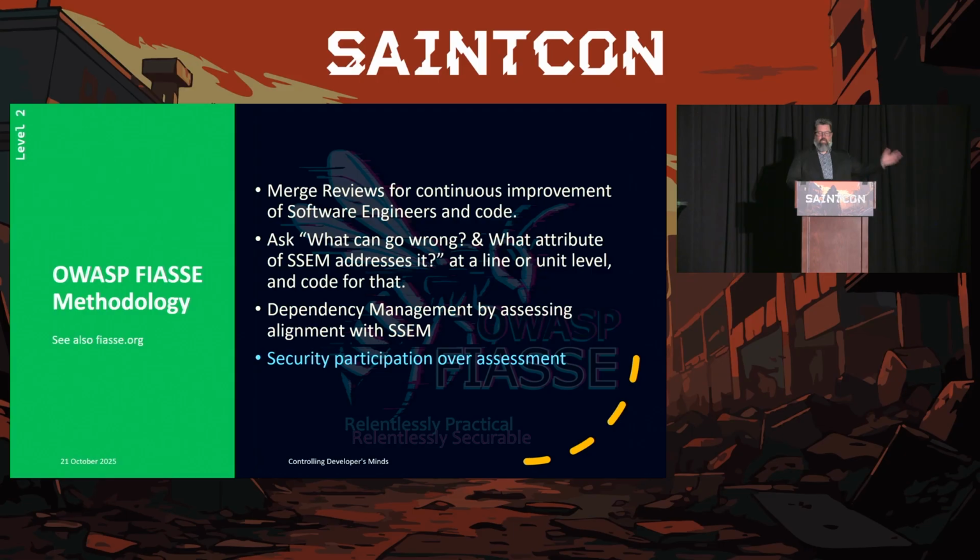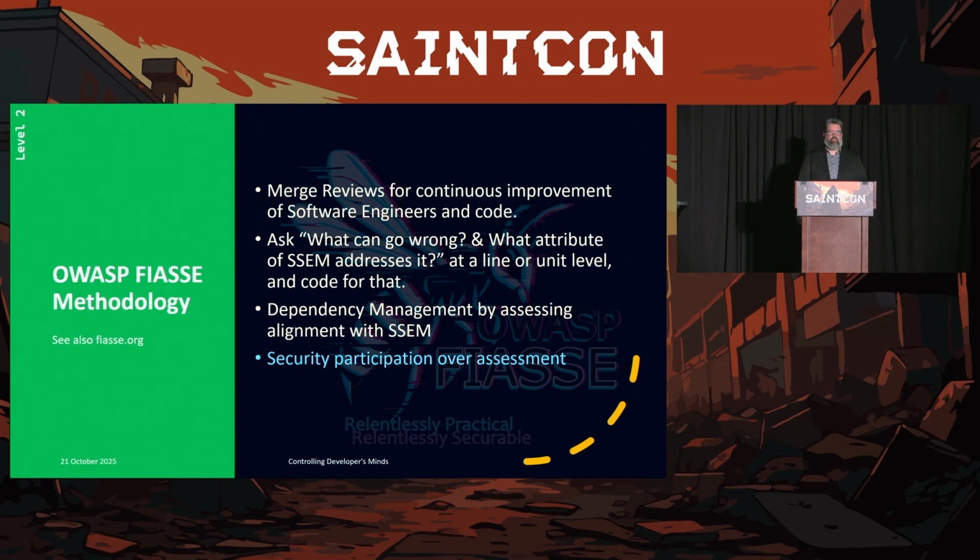So to go back to OWASP phase, software engineering can be helped in several different ways if we encourage engineering to do things like merge reviews, because merge reviews help to improve software engineers as well as code. I think it's underused in security, to be honest, underemphasized. And it never hurts to ask what can go wrong, and this framework emphasizes that. In fact, it encourages you to do it even at a line level, to think about what can go wrong with this line of code.